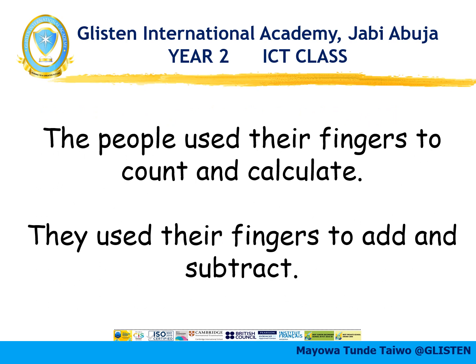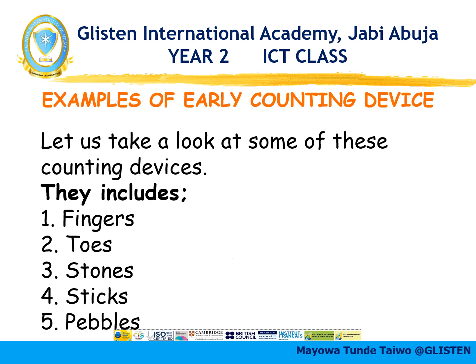So they came together and thought about what they could use to count. The people used their fingers to count and calculate. They used their fingers to add and subtract. As you can see, one of the tools they used is their finger. Okay, these are examples of early counting devices. Let us take a look at some of them. Number one is fingers, toes, stones, sticks, and pebbles.